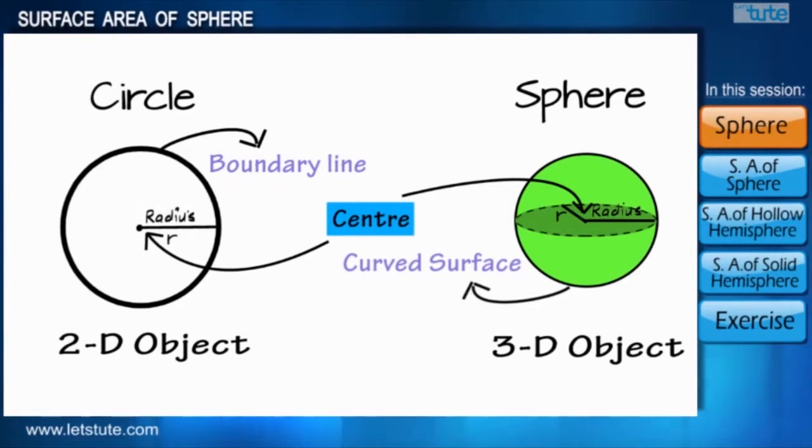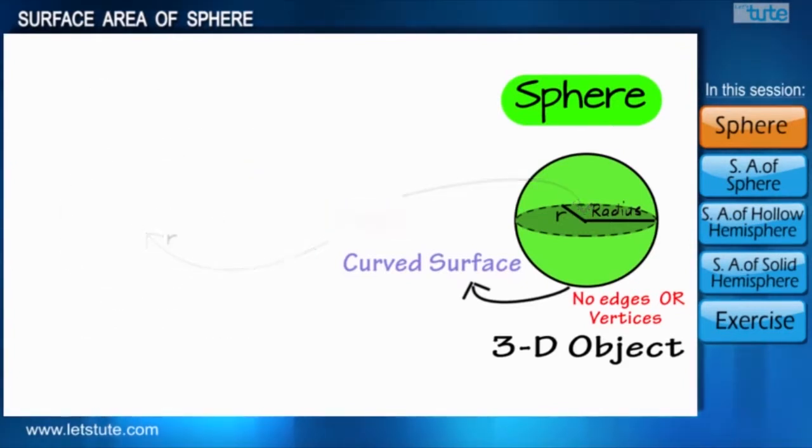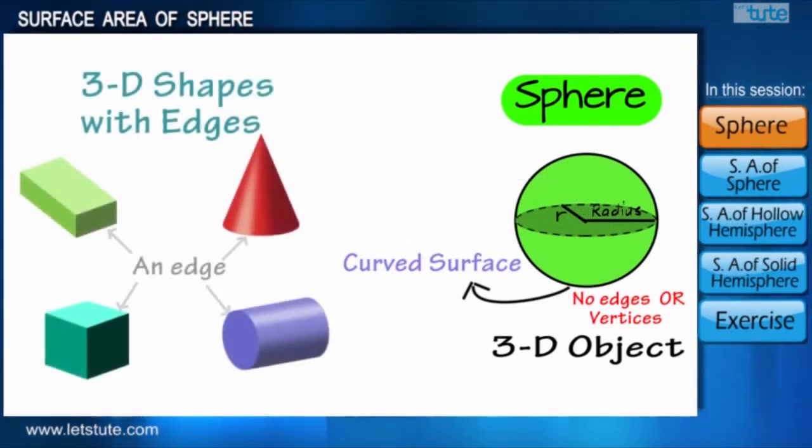A sphere is quite different from other three-dimensional objects. So let's see what makes it different. Friends, a sphere has no edges or vertices, therefore the entire surface is included as only one surface. Whereas other three-dimensional objects have edges, which further divide their entire surface into a number of different surfaces.